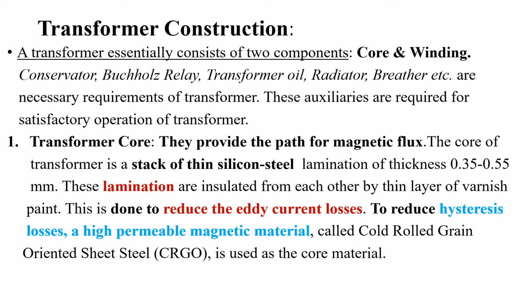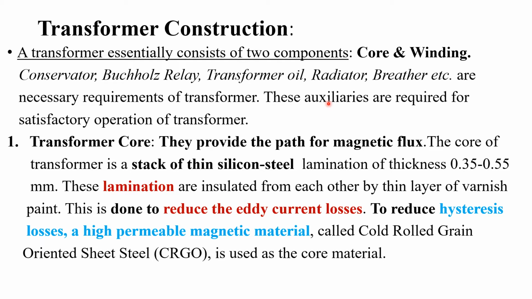I am Lisha, going to discuss with you about the construction of transformer and its types based on the construction of core and winding. Okay, so let us discuss about the construction of transformer. Essentially, a transformer needs two components, that is core and winding. So core and windings are the essential requirements for the construction of a transformer.